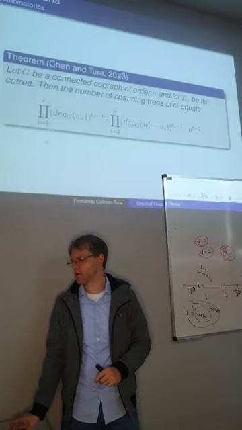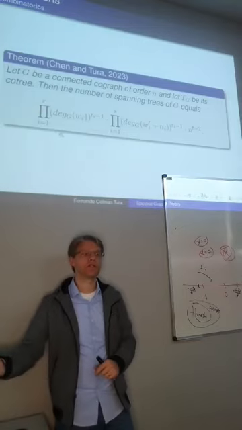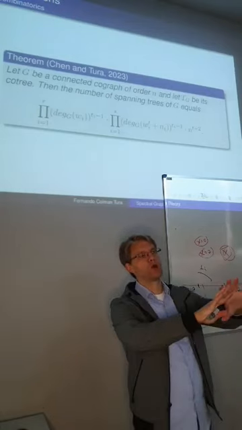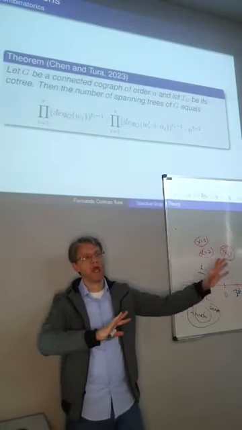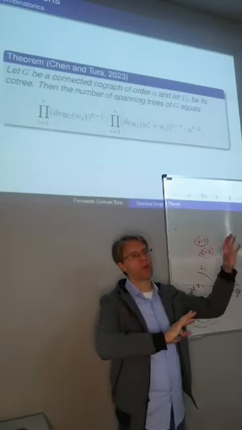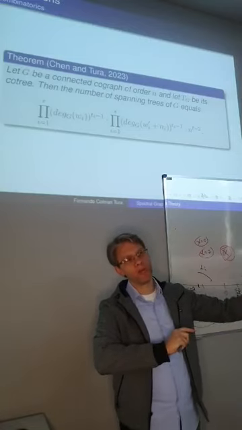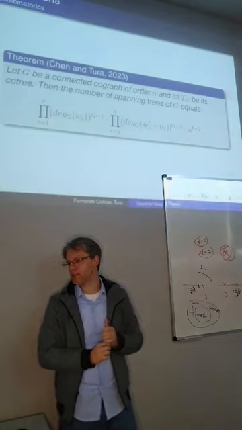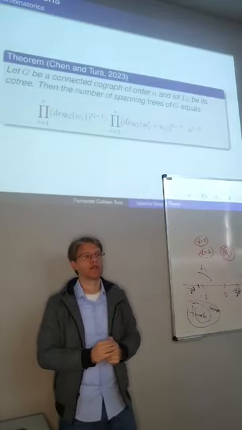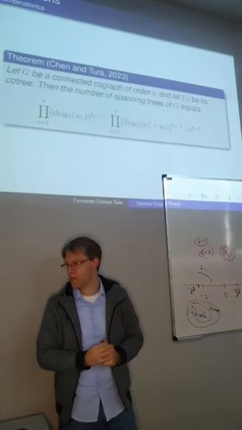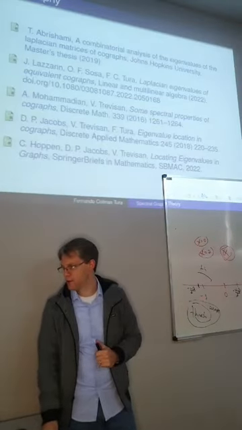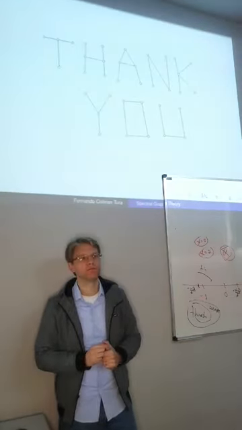This is the result. To obtain this result, you need to consider the cograph, look at its tree, and from the tree it is possible to obtain the number of spanning trees. This is a very important problem in combinatorics and graph theory. Okay? This is the bibliography. And thank you.